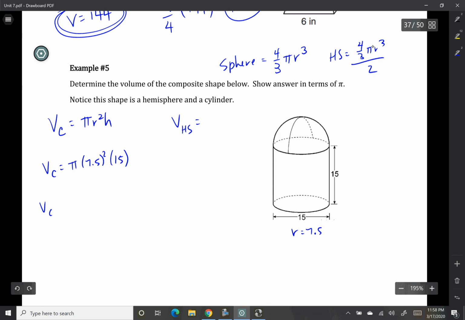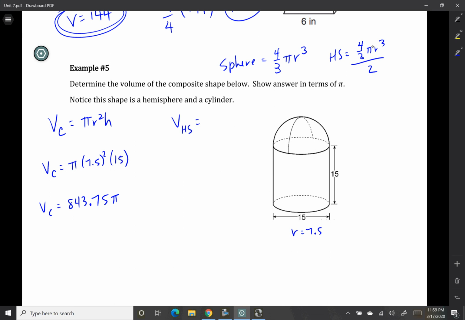Now if I type that in the calculator with everything but pi, because it says in terms of pi, I'm going to do 7.5 squared times 15. Again, notice I'm not typing in pi. So I have 843.75 pi.